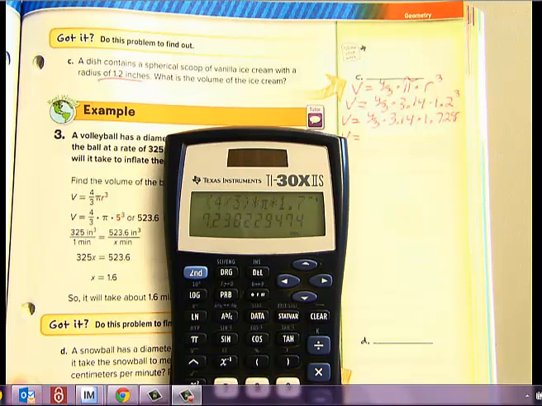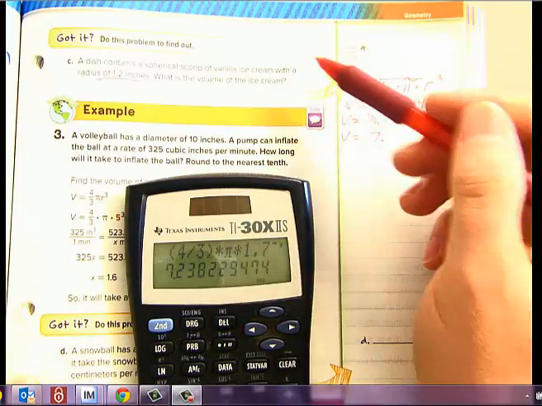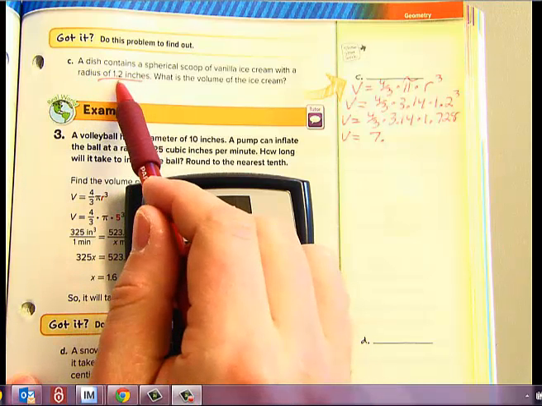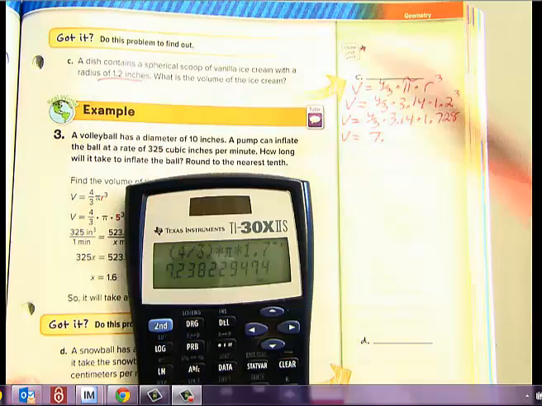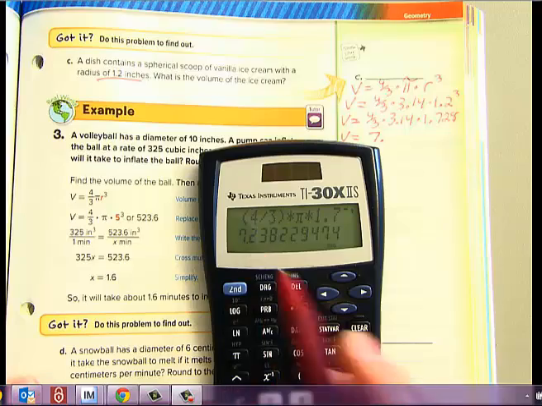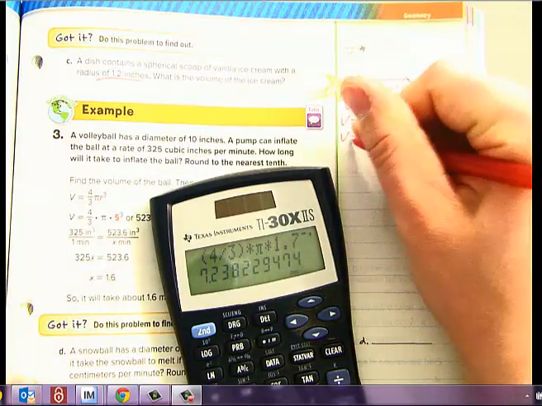and I get 7 point, now did it say where to round to? It did not say where to round to. So in this case, I'm going to round to the tenth because the closest digit I had was the tenth right there. So 7 point, and it's 2.3, so that 3 tells the 2 to stay the same. So it's 7.2 inches, and it's volume, so it's to the third power.